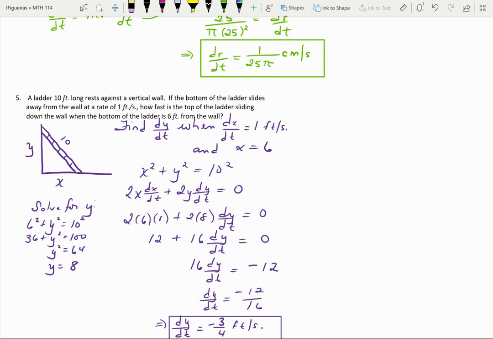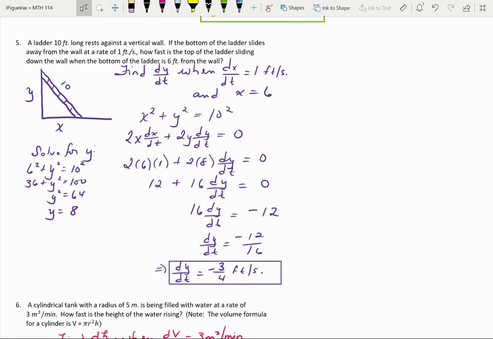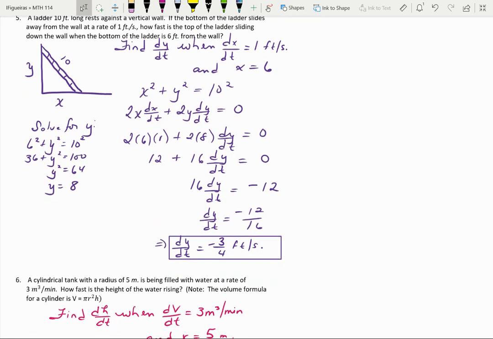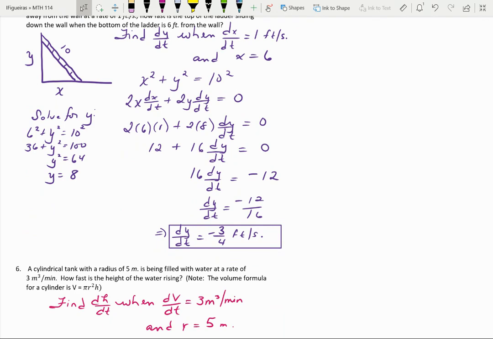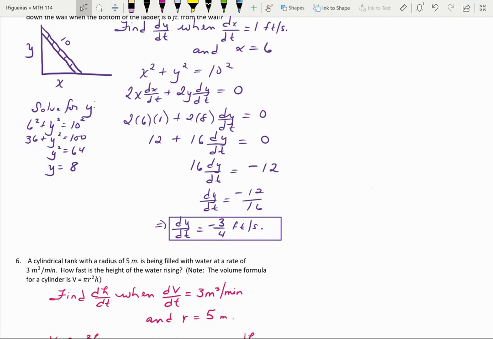So now all that information gets plugged in right here: the x, the y, and the dx/dt. So I have 12 plus 16 dy/dt equals 0. Subtract 12 from both sides, and then divide by 16. And then when you reduce negative 12 over 16, you get that dy/dt is equal to negative 3/4 foot per second. And it's negative because the ladder is sliding down the wall.